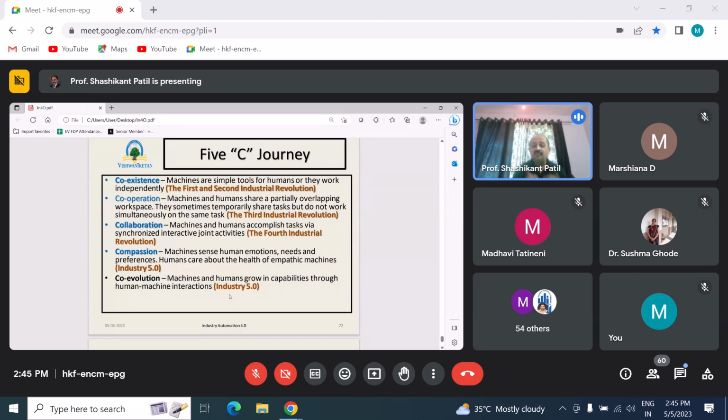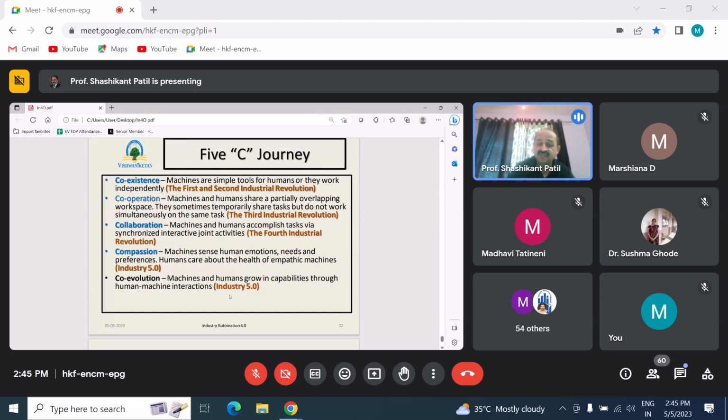Then in the fourth industrial revolution, a collaborative approach was there. Machines and humans accomplish tasks via synchronized interactive joint activities. And if you see in Industry 5.0, compassion is there. Machines, with the help of cobots, sense human emotions, needs, and preferences. Humans care about the health of empathic machines. So there is joint collaboration of robots and human beings.